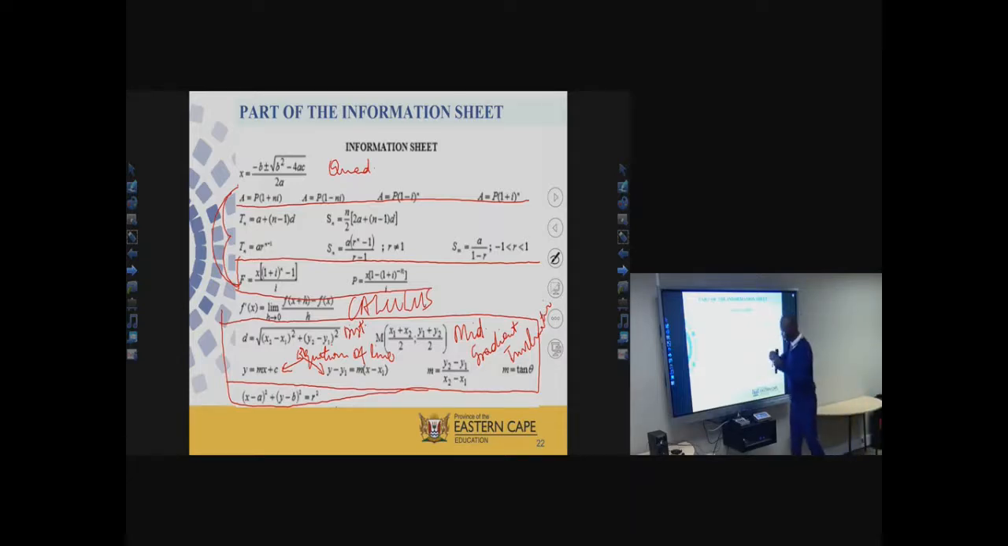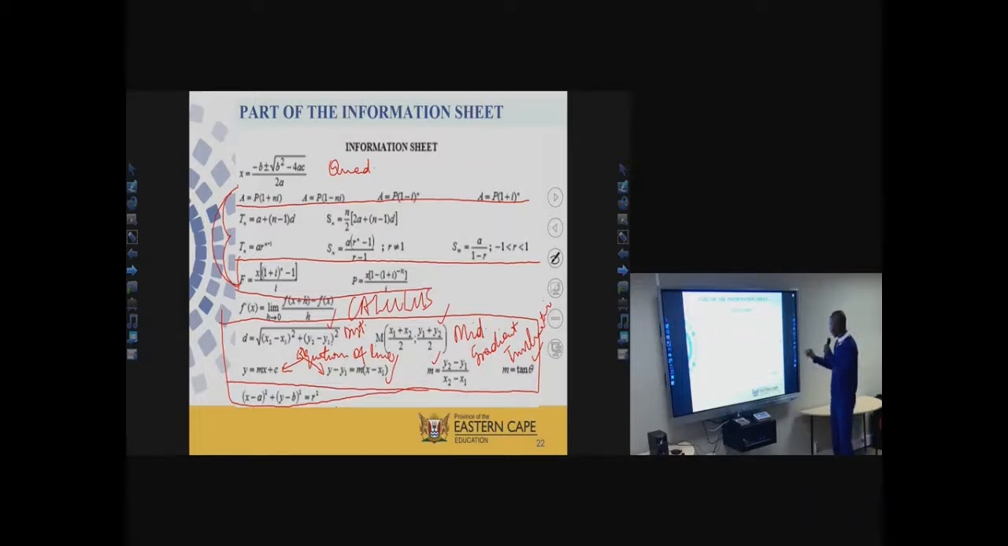1, distance. 2, midpoint. 3, gradient. 4, angle of inclination. And 5, equation of a line. So those 5 are having formulae in the formula sheet in front. Take note of that. Then number 6, 7, and 8. 6, parallel lines, gradients are the same. 7, perpendicular lines, product of the gradients is -1. 8, collinear points, gradients between those are equal.